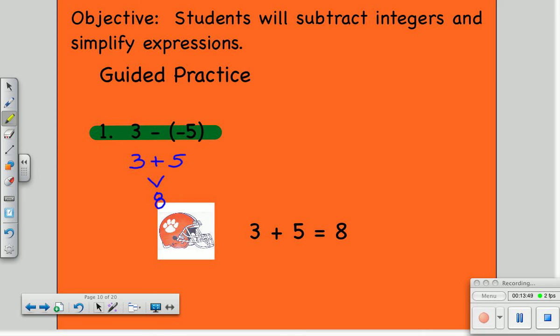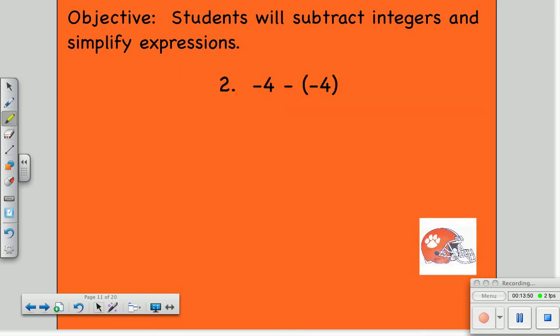Okay? Number 2, negative 4 minus negative 4. Write the problem. And then the answer. Change subtraction to addition. Change negative 4 to positive 4. So now I have negative 4 plus positive 4. When we have different signs, a negative and a positive, we actually subtract them. 4 minus 4 is 0. And 0 is neither positive nor negative, so our answer is just 0.